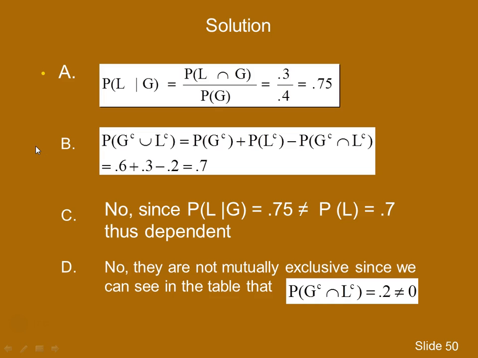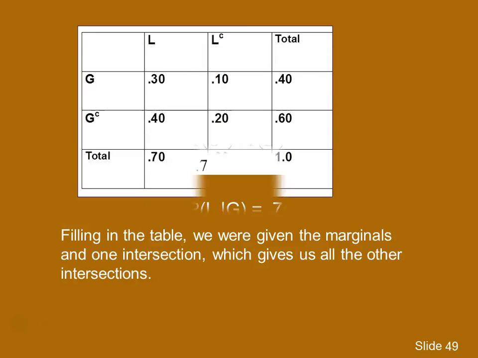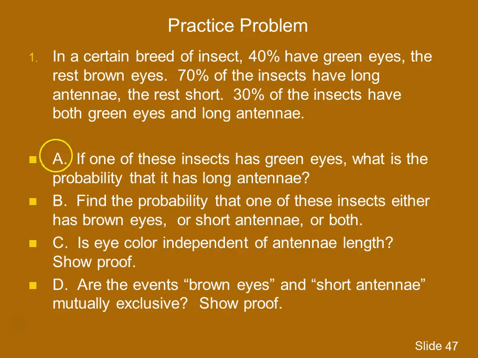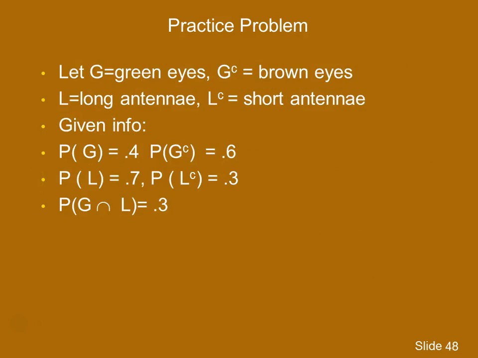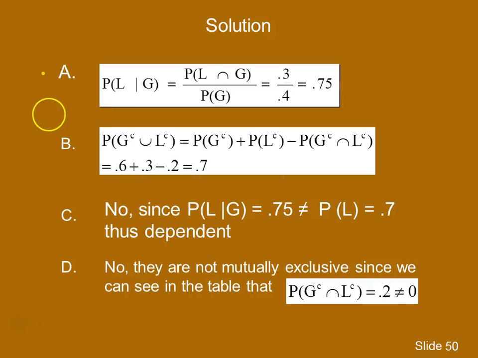Now let's take a look at what the problem asked us. Let's go back to all of the things we were asked for. Part A, if one of these insects has green eyes, what's the probability that it has long antenna? This is a conditional probability. So if they have green eyes, what's the probability of L, long antenna? So in part A, we want L given G.